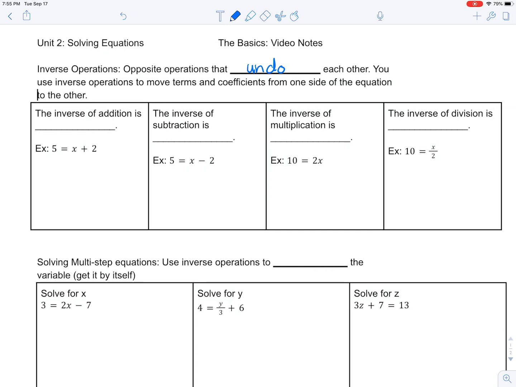If you have an equation, you might need to use inverse operations. If you have an expression, you're not going to use inverse operations. We'll talk about that in a minute.